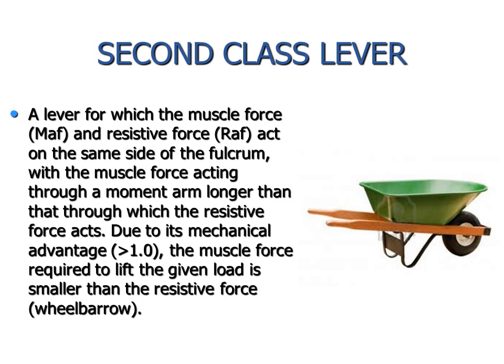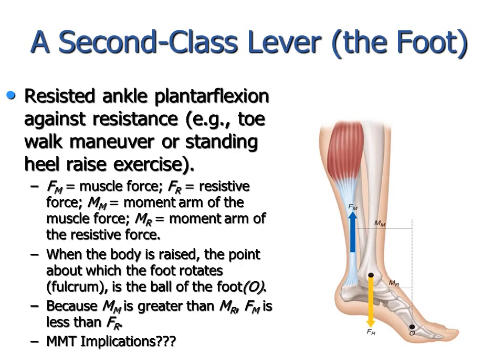And so therefore, due to its mechanical advantage, with a second-class lever, the muscle force required to lift the given load is much smaller than is the resistive force. And this explains why you can carry hundreds and hundreds of pounds in a wheelbarrow. Now, in the human body, there are not many examples of second-class levers, but the classic example of a second-class lever involves the action of the gastrocnemius around the ankle joint.